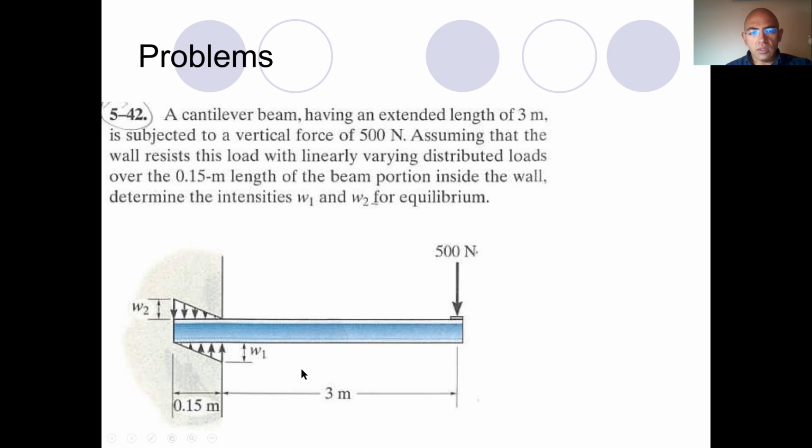So the length is given, it is 3 meters. The applied load region is 0.15 meters. The region of the distributed load is given. It is linearly decreasing towards either the left or the right hand side. The magnitudes are W1 and W2.